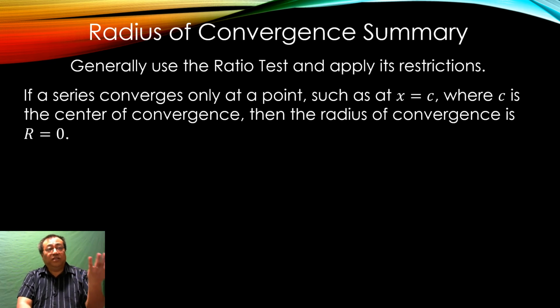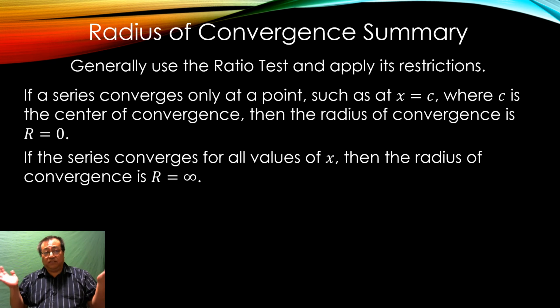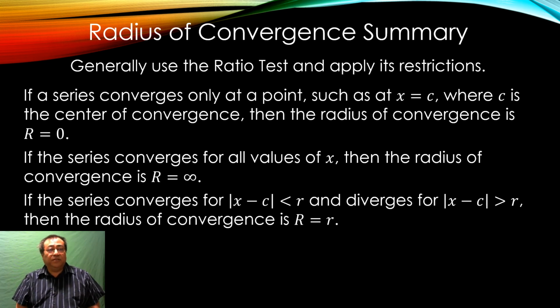So if a series converges only at a point, such as at x equals c, where c is the center of convergence, then the radius of convergence r equals 0. So that means it converges for one point, the center. That's the radius of 0. If the series converges for all values of x, right? So when you took the limit and x had no bearing on the limit, and the limit was less than 1, then the radius of convergence is infinite, where r is infinite. And if the series converges for absolute value of x minus c less than r and diverges for absolute value of x minus c greater than r, I neglected to say absolute value, you get it, then the radius of convergence is that r, little r.